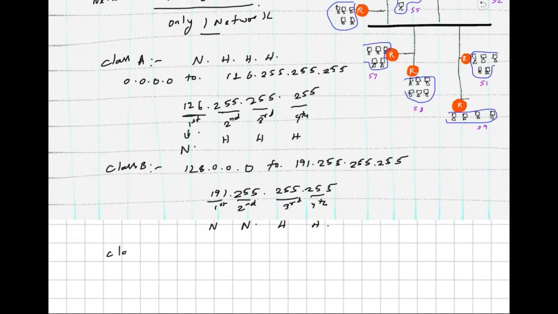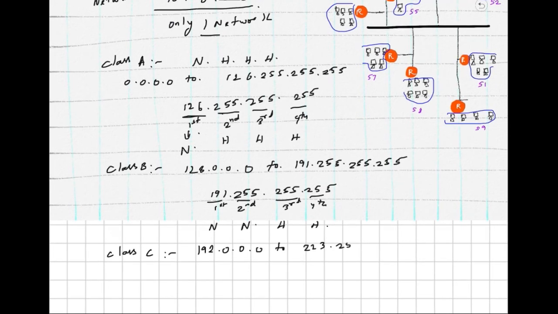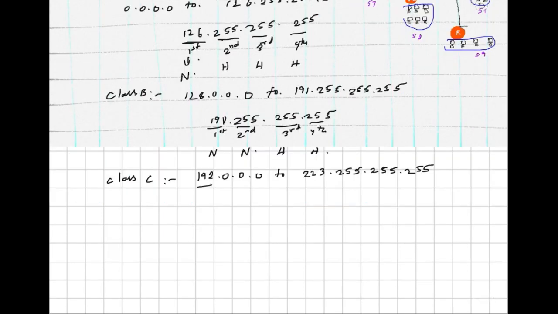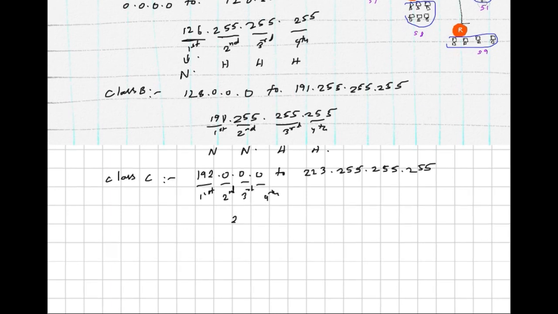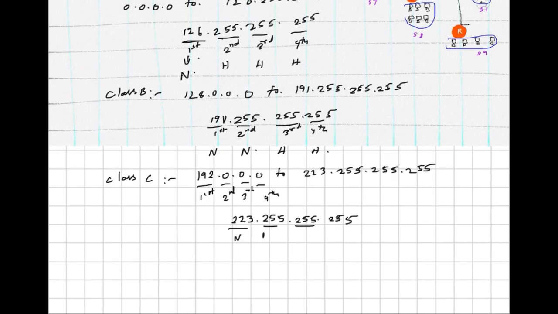And in the class C address, it starts from 192.0.0.0 to 223.255.255.255. The first three parts are the network portion and the last part is the host portion in a class C network. So our technique is how to get multiple smaller networks from one big network. That is called borrowing from the host portion into the network portion.